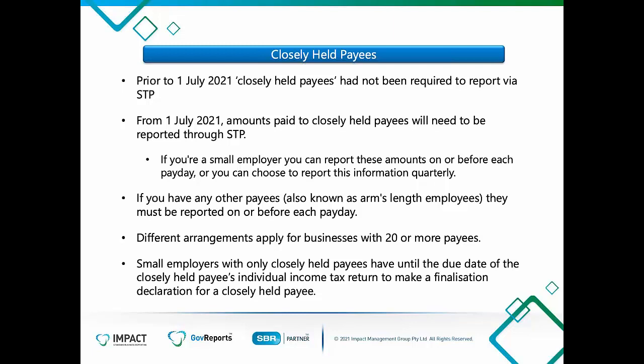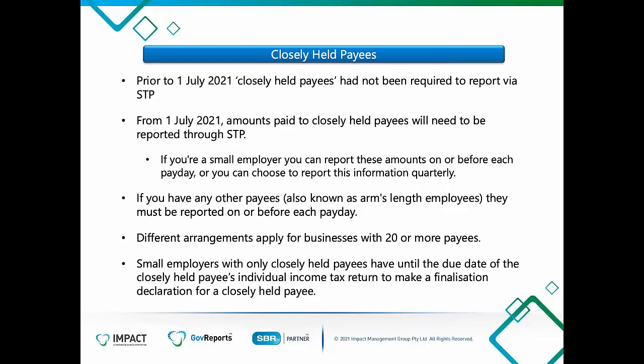If you have other payees, other normal employees, then they need to be reported like they should be being reported currently, on or before each payday. And there are different arrangements for businesses with 20 or more payees, so they obviously need to be talking to the ATO about that.